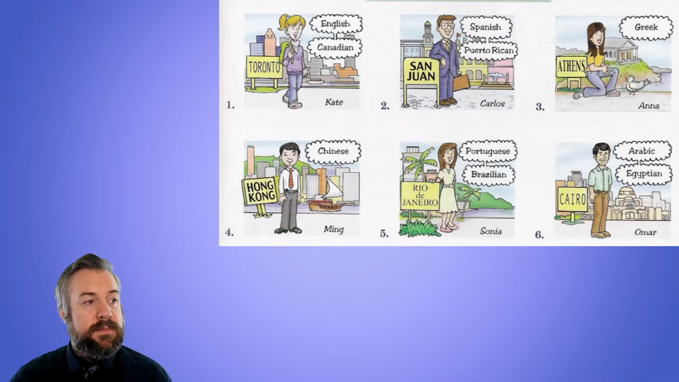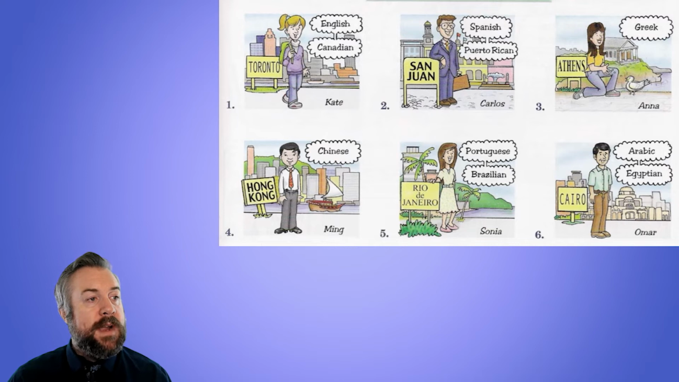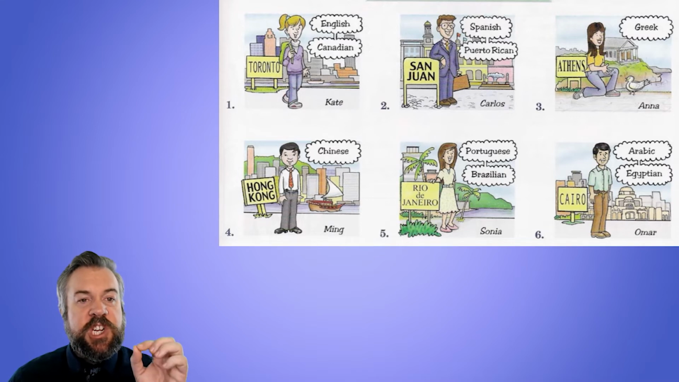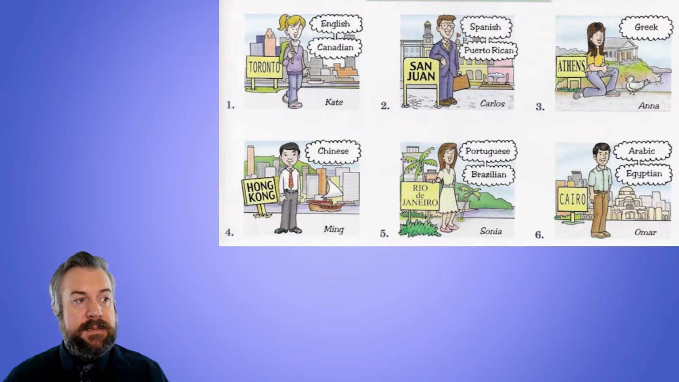How about number 2? Number 2 has some tricky pronunciation. What is his name? His name is Carlos. Where does he live? He lives in San Juan. San Juan. More of a H sound than a J sound. San Juan? No. San Juan.